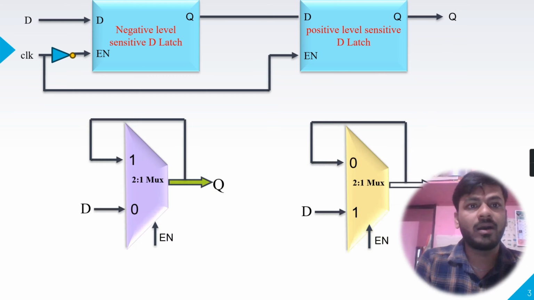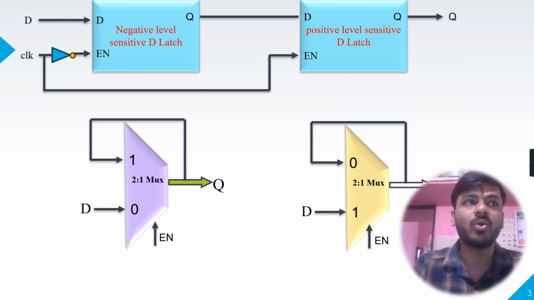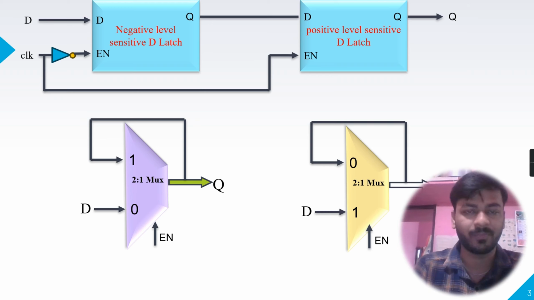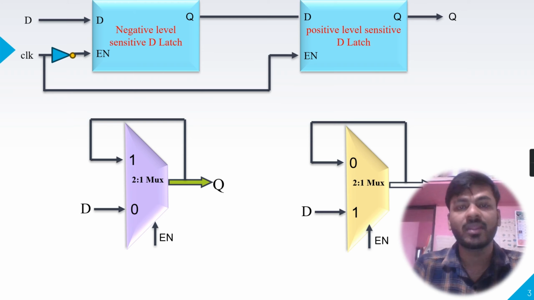If you know, in one of my previous videos on positive and negative level sensitive latch by using 2:1 multiplexer, I have explained very well how we can implement a positive level sensitive latch by using 2:1 multiplexer and a negative level sensitive latch by using 2:1 multiplexer. Before watching this video, go and watch that video, because here we are going to design the positive edge triggered flip-flop by connecting two latches in cascade, that is negative level sensitive latch with positive level sensitive latch.